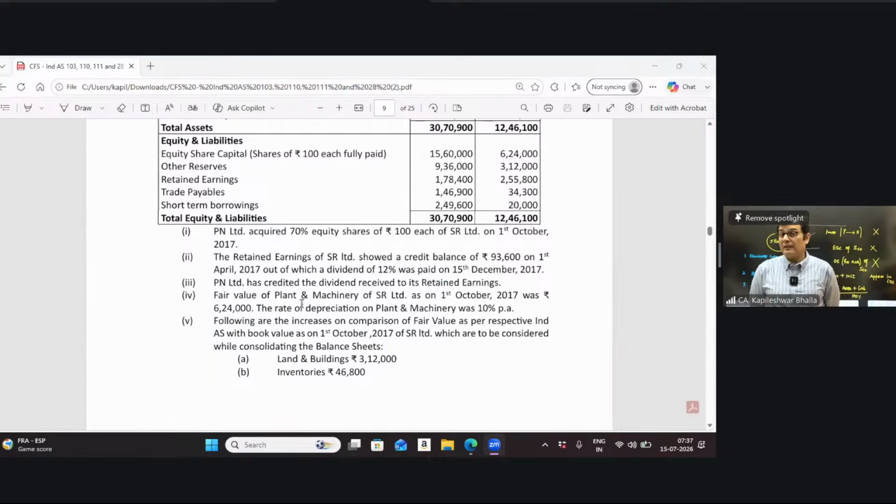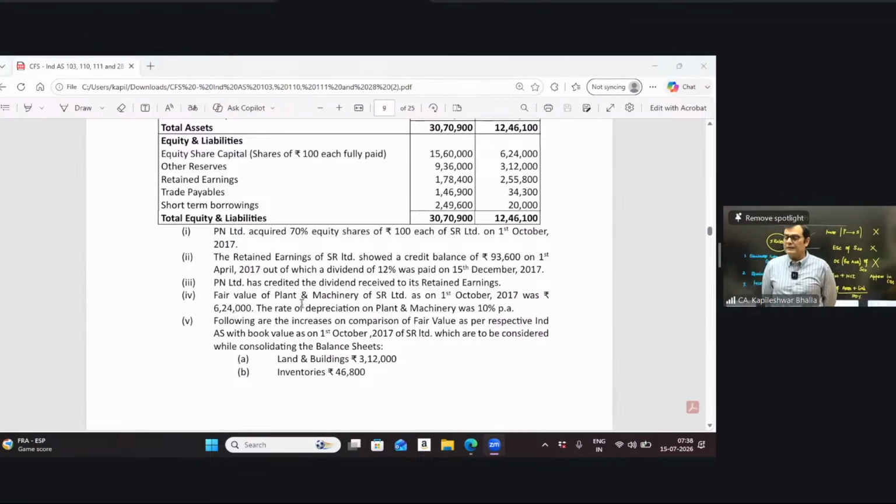Now, in this mind map, I did not give you any inputs on the dividends. We'll discuss that as we do this question. Then it says PN credited the dividend received to its retained earnings, because that is one point where sometimes people tend to get confused and don't know what is to be done in terms of dividends. So I think we'll take care of this as we go. Then it says the fair value of plant and machinery on 1st October is given. The depreciation rate is 10%. Now that is a fair value adjustment in terms of step number 2A as well as step number 7.